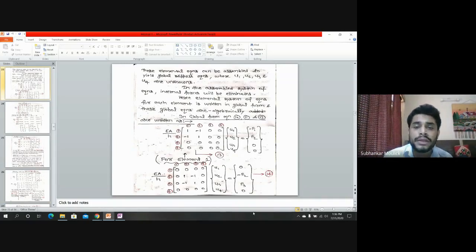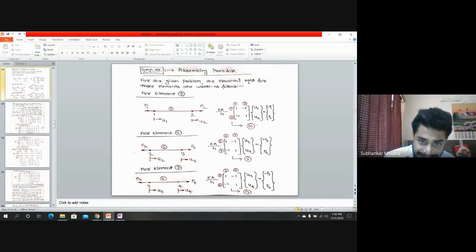Now what I am doing is that I am assembling it. Now I am assembling each and every elemental stiffness equation. So if you will assemble it, definitely from equation number 10, 11 and 12, you can see that the assembled equation will consist of a 4 cross 4 matrix. Yes or no?